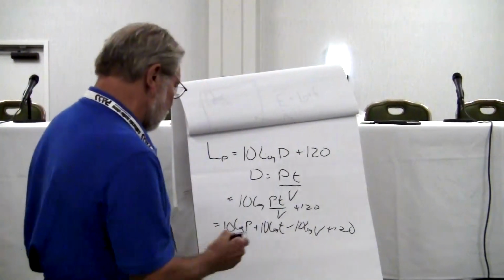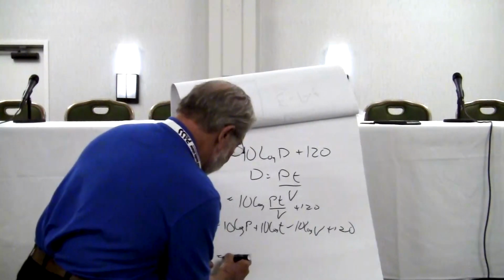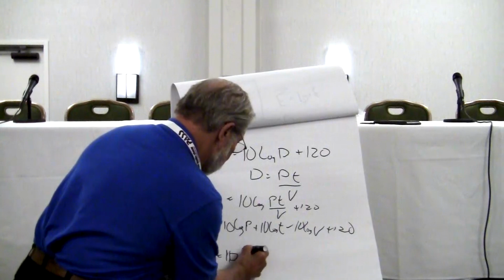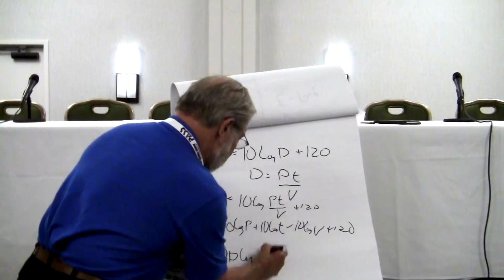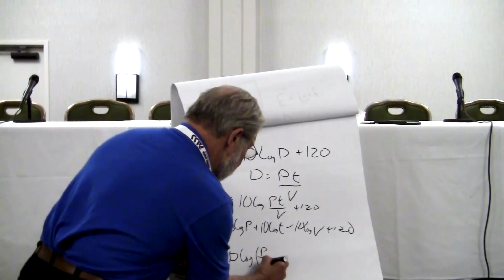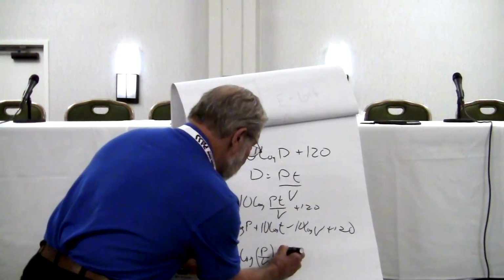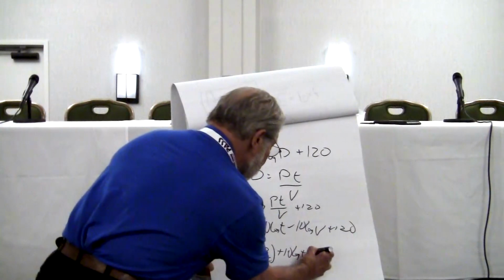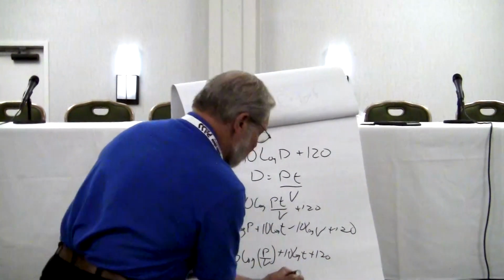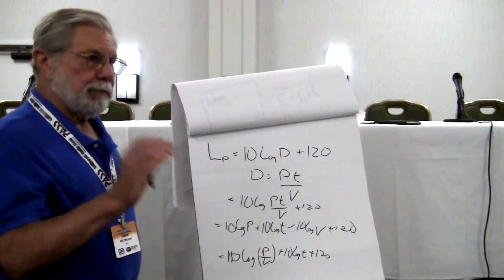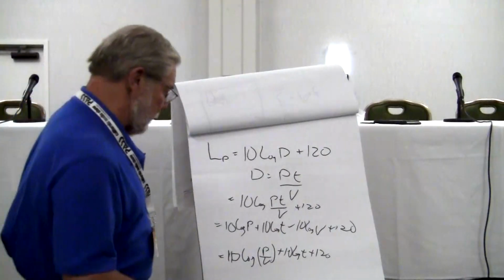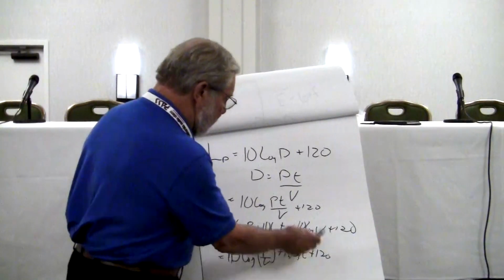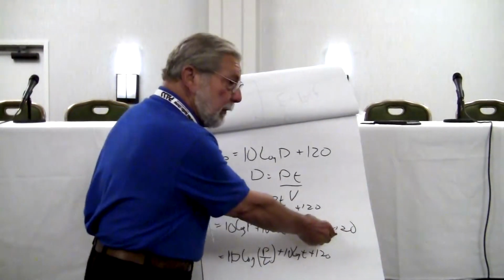At any rate, so let's revise this a little bit. Equals 10 log P over V plus 10 log T plus 120. So T is the time that the power switch is on. Okay, half a second. So what's 120? That's your reference, that's the threshold of hearing.